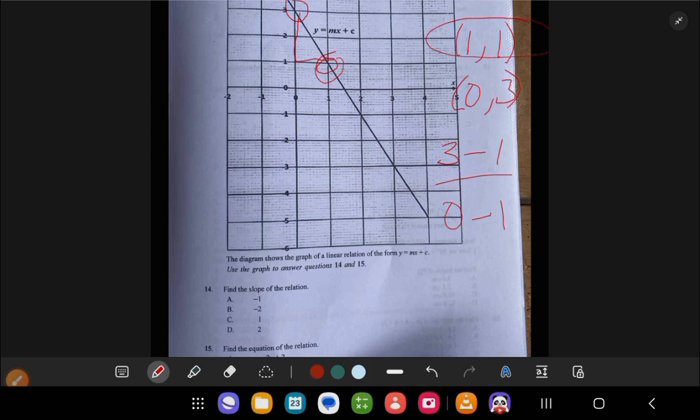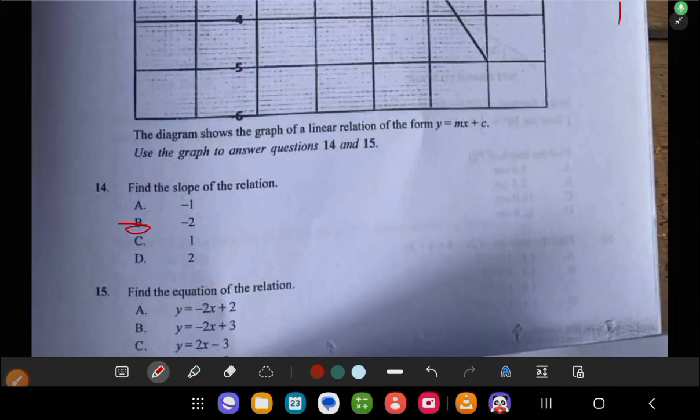So y2 minus y1 over x2 minus x1. So this is our y2 minus our y1, so that's what we have here, 3 minus 1. And then x2, 0 minus 1. So 3 minus 1 is going to give us 2 over 0 minus 1 is going to give us negative 1. So the answer is negative 2. So the answer to question 14 is B. So our gradient is negative 2.